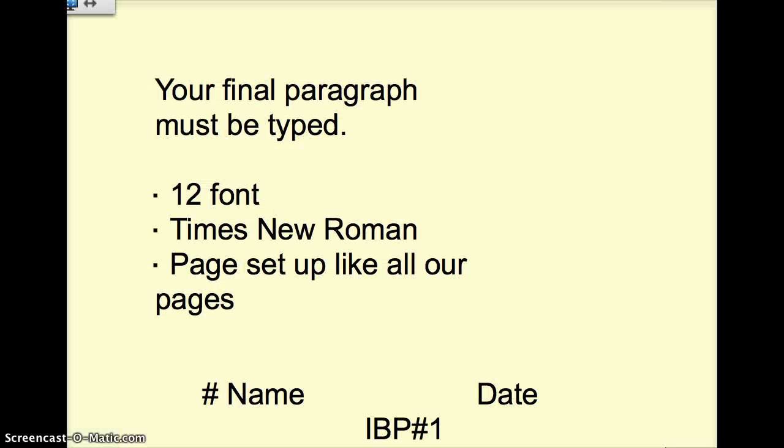Your final paragraph must be typed 12 font Times New Roman, and your page must be set up like all of our pages in Humanities with your class number and then your name and date across the top. The next line should have the subject centered in between the name and the date. The subject line for this should be IBP number 1.